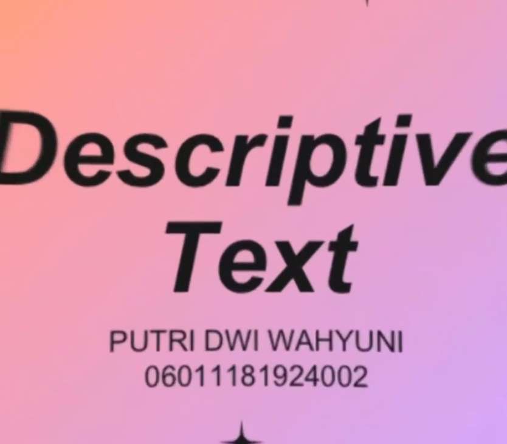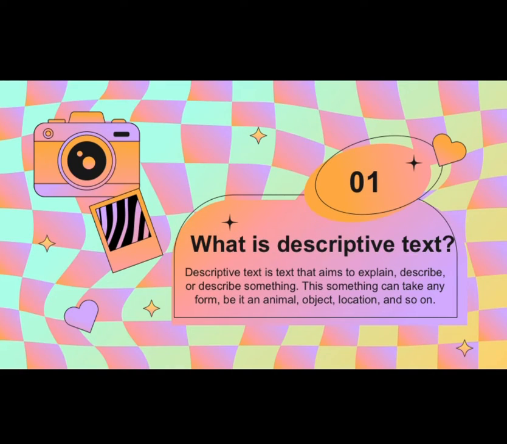We will enter into the first material, namely descriptive text definition. What is descriptive text? Basically, the explanation of descriptive text is a text that aims to explain, describe, or describe something. This something can take any form, be it an animal, object, location, and so on.